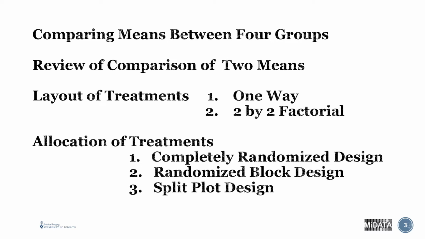So we're going to review the comparison of two means. We're going to look at the different layout of treatments, a one-way and a 2x2 factorial. And then we're going to have the allocation of treatments in a completely randomized design and a randomized block design. We've seen both of these to date. And finally, the split plot design.